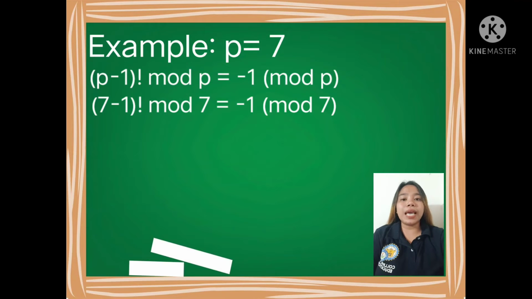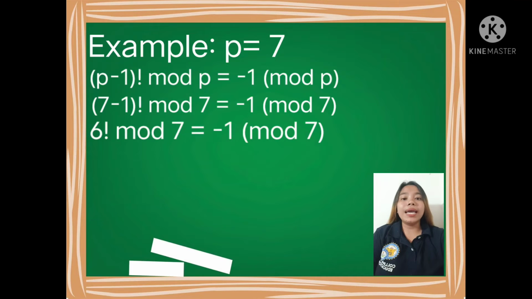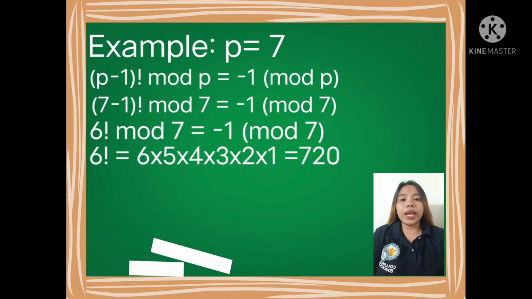We'll have the quantity of (7 minus 1) factorial mod 7 is congruent to minus 1 mod 7. The quantity of (7 minus 1) factorial is equal to 6 factorial. 6 factorial is equal to 6 times 5 times 4 times 3 times 2 times 1, which is equal to 720, since 6 times 5 is 30, times 4 is 120, times 3 is 360, times 2 is 720, times 1 is 720.